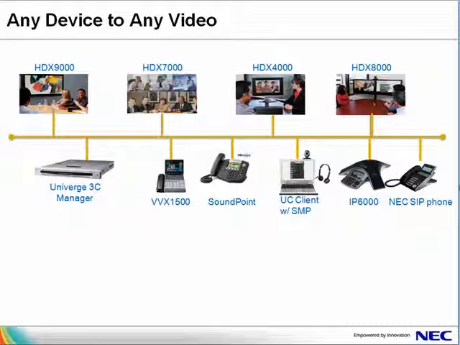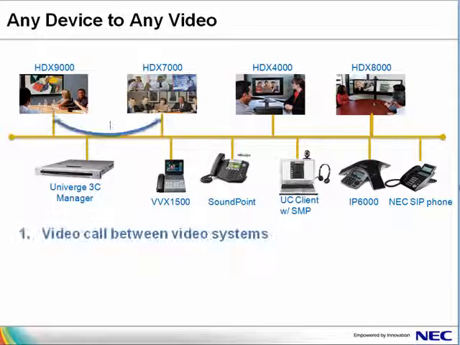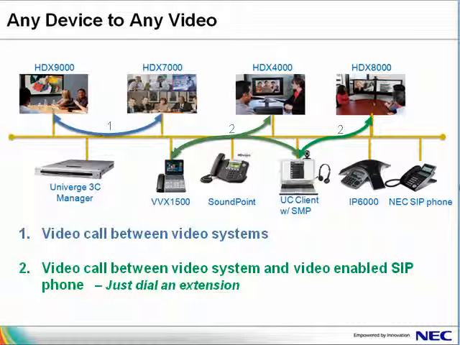Because the UniVerge 3C is a standard SIP-based system, any phone registered to the 3C system may access any video system. In this case, the Polycom in-room system. For example, there may be a video conference going on. As a user on the UniVerge 3C system, you can call into the existing video conference with a video-capable phone or device.